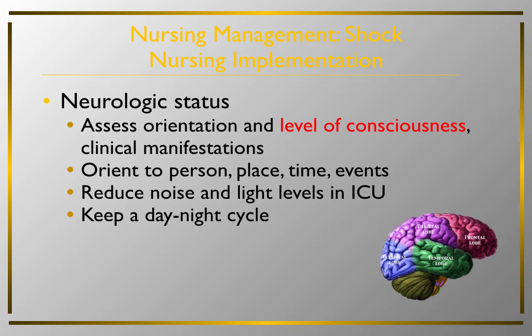Signs you would want to be aware of are changes in behavior, so irritability, restlessness, maybe hyperalertness, or blurred vision, or even confusion or paresthesias. We want to assess the patient's neurological status, including orientation and, of course, level of consciousness. The patient's neurologic status is the best indicator of cerebral blood flow, so be aware of the clinical manifestations that may indicate neurological involvement.